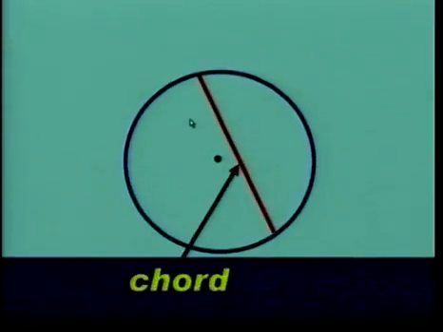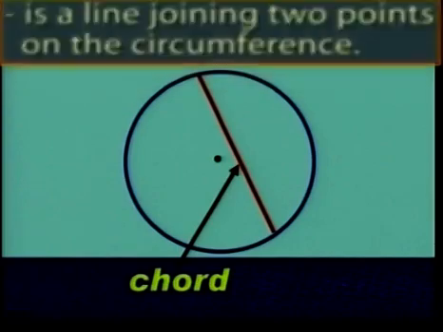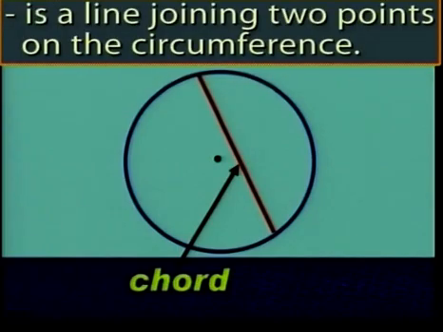Next, the chord. Chord is the line joining 2 points on the circumference. You have to be careful between the diameter and the chord, because chord doesn't pass through the center of the circle. It's just a line joining 2 points on the circumference. It divides the circle into segments, or we can say 2 parts. Okay?